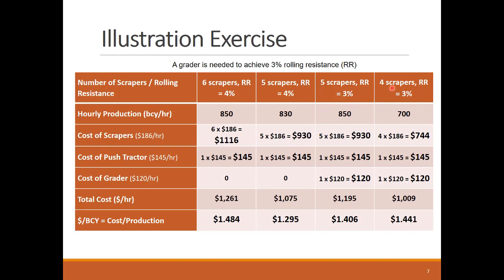If we decide not to use the grader and consider only scenarios 1 and 2 using 5 scrapers, it results in less unit cost. If we decide to use the grader and reduce the rolling resistance in scenarios 3 and 4, it would be more economical to use 5 scrapers, not 4. In general, it's better to not bring a grader and use 5 scrapers.